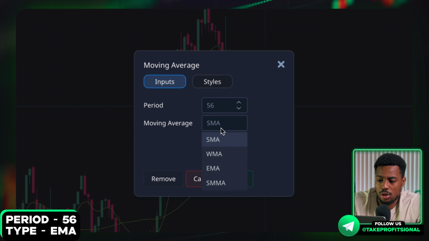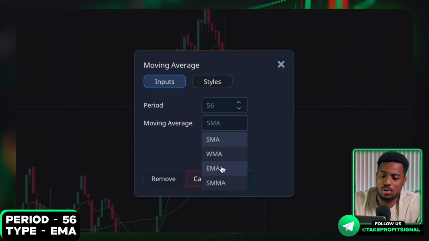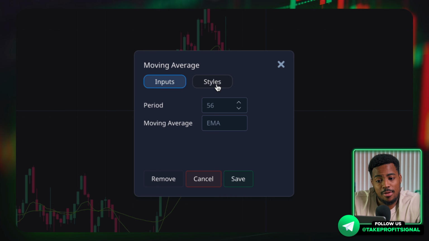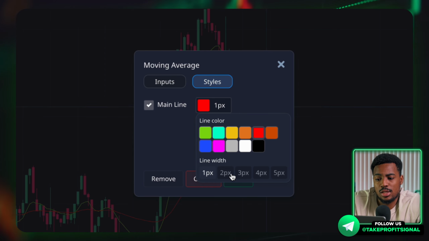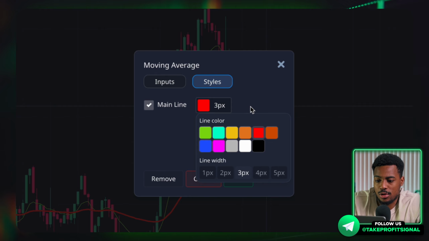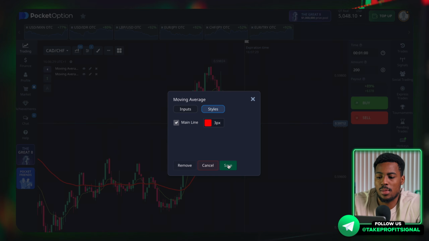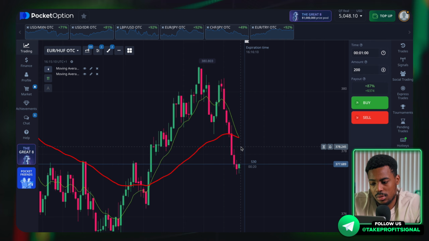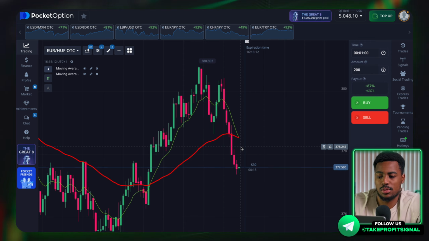We change the period to 56. We also change the indicator type to EMA. If you do not do this, your strategy will not work. In the styles, we make this line different from the first line. So here you can customize everything at your discretion. So we have talked about setting indicators.